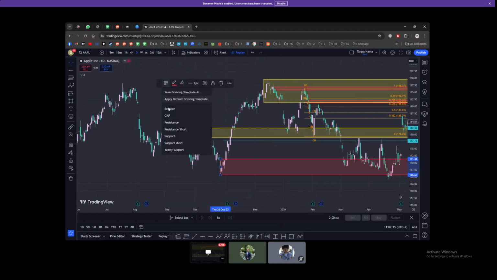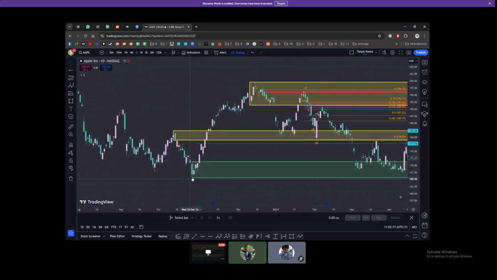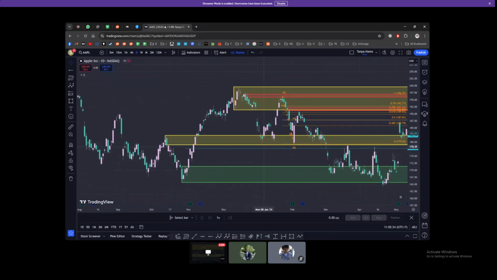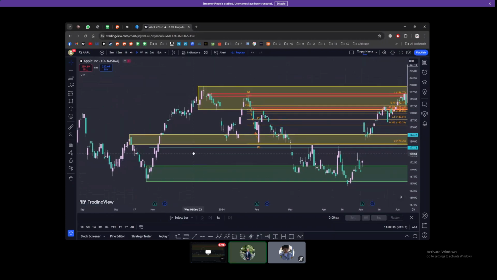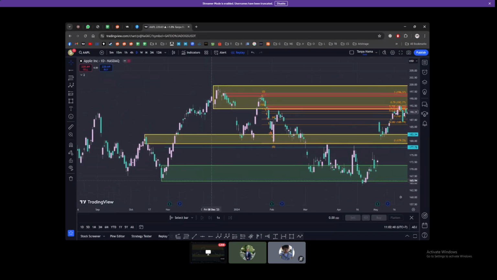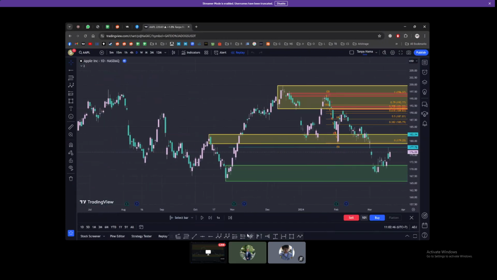That's good. So once you tag the support zone, it bounced, right? And once it bounced, where did it find resistance? In the daily support zone, which got broken down. So that turned into a resistance zone, and it kept holding the market. So the market was sandwiched between a resistance zone and a support zone.